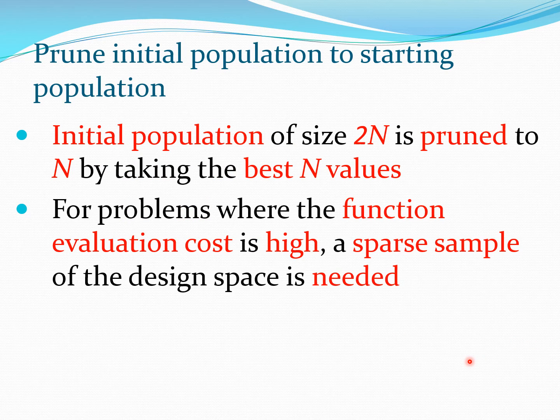So again, we go back to our basic concept that it's always better to start with a pretty large initial population and then prune this to get the starting population. So I could start with the initial population of capital 2N and then prune it to the best capital N values. Now for problems where the function calculation cost is very high, you may need to use a sparser sampling of the design space, and in those cases you may start with 1.2N as the initial population and reduce it to capital N points.